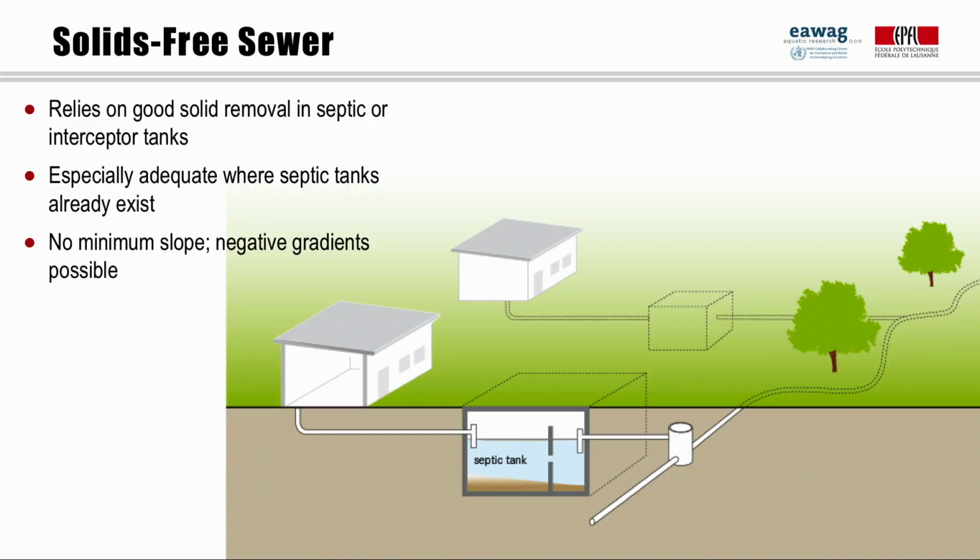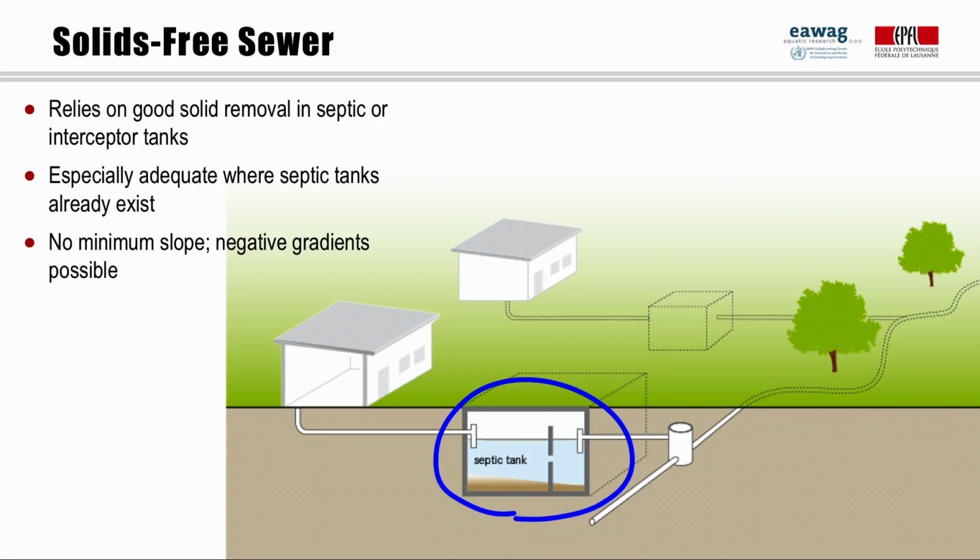The last option is the solids-free sewer system. As its name indicates, the specificity of the system is that solids are separated before entering the sewer system itself. This is done at house level, for example with single-chamber septic tanks. Removing the solids dramatically reduces the risk of deposition and clogging. Thus, there is no need for a minimum flow velocity and for a minimum slope. The system can even bear negative slopes, as long as the downstream end is lower than the upstream end. A minimum diameter of 75 millimeters is required to facilitate cleaning.